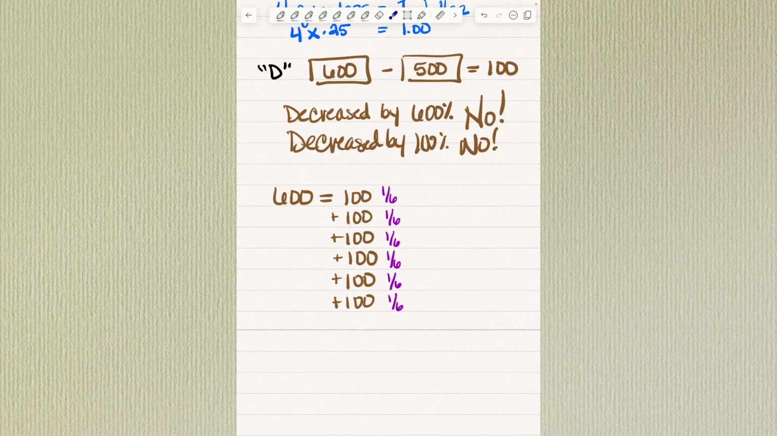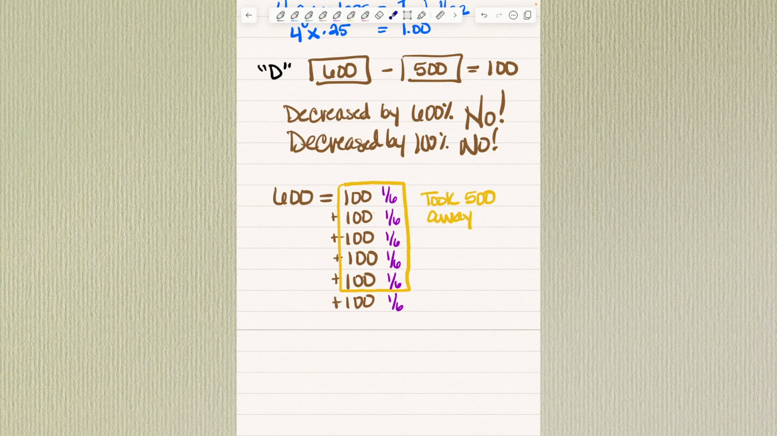I took 500, right? So 1, 2, 3, 4, 5. Now you're like, Dr. B, why you do that one? You're just doing the top one. Okay, let me do the whole thing. 1, 2, 3, 4, 5. I took 500 away, right? So I took 500 away. You see that?